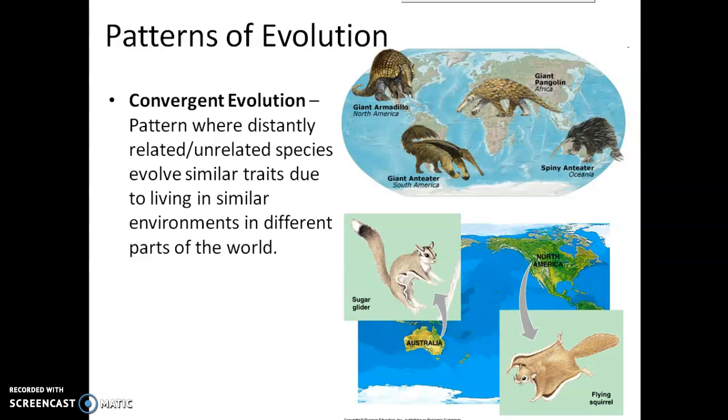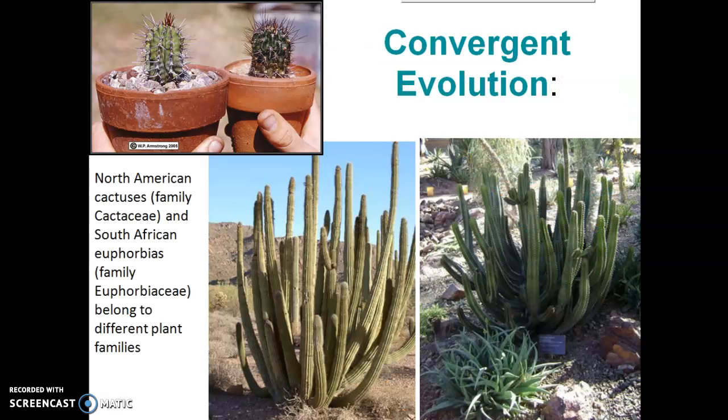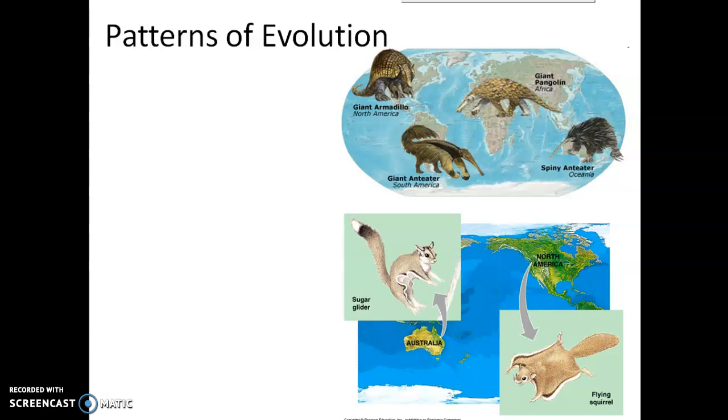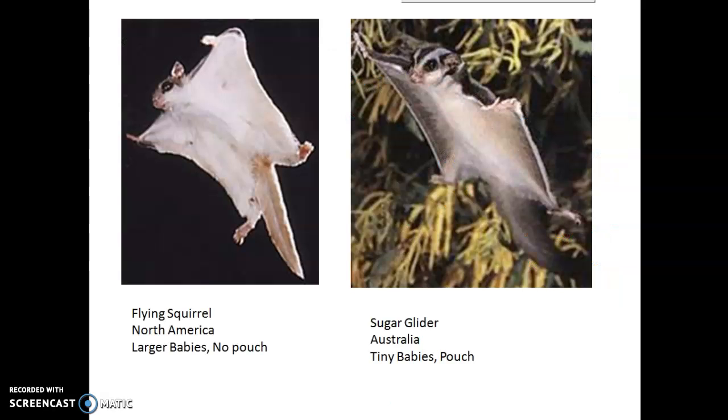The second pattern of evolution is convergent evolution, and this is a pattern where distantly related or unrelated species evolve similar traits due to living in similar environments in different parts of the world. An example of this would be the sugar glider and the flying squirrel. If you take a look at them, I'll go back to the last slide, they look very similar. However, they are not related to a common ancestor. Even though they look like they should be, they've adapted to their surroundings and what they need to do, but they live in two totally different parts of the world. North America for the flying squirrel, Australia for the sugar glider.